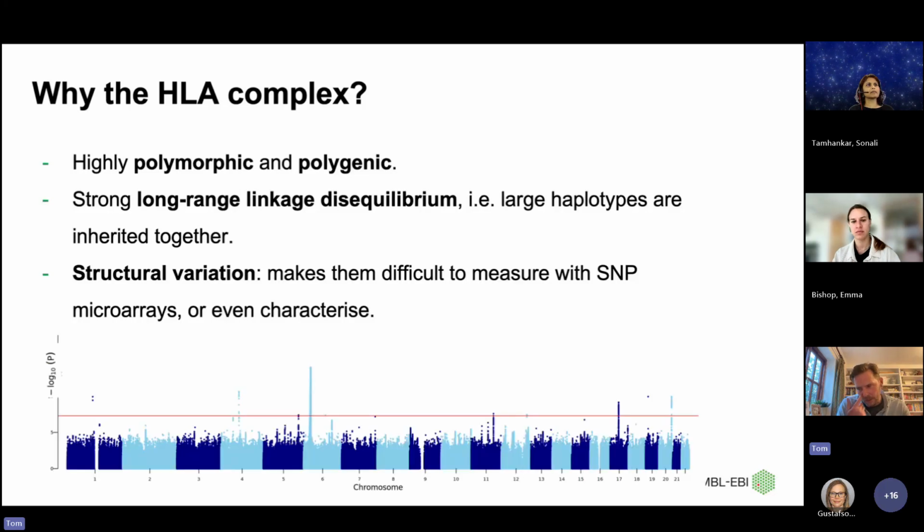But whenever you run almost all GWASs, you will find this very strong peak on chromosome 6, which is essentially the HLA region. Essentially these variants associate with many different diseases. So we thought that it was a good one to start with.